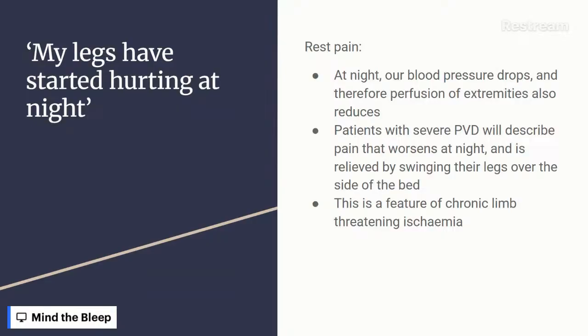So that's rest pain. And it happens because at night our blood pressure goes down. We get less perfusion of the extremities. Obviously, in someone without peripheral vascular disease, that doesn't cause a problem. But in patients who are already on the cusp, it's going to worsen their symptoms. And that's a feature of, again, that should say critical limb-threatening ischemia. So if somebody mentions that, that's a much more sinister symptom, and that's where they should be urgently referred to the vascular MDT.